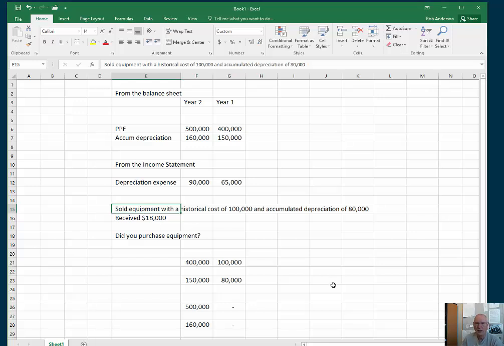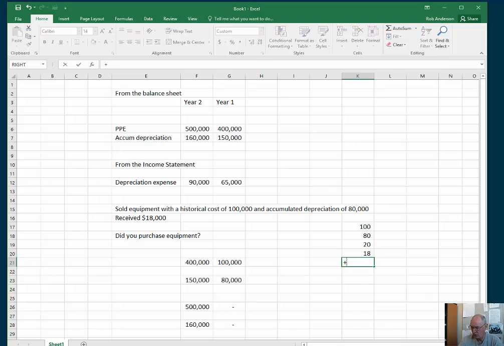We sold equipment. It had a historical cost of 100,000, an accumulated depreciation of 80, and we received $18,000. So let's just quickly do this. Here's the 100 historical cost. Here's the 80 accumulated depreciation. We see that our book value is 20, and our sale price was 18. So 20 less 18 is 2. Now this is in thousands, I guess. So we had a $2,000 loss on this sale.